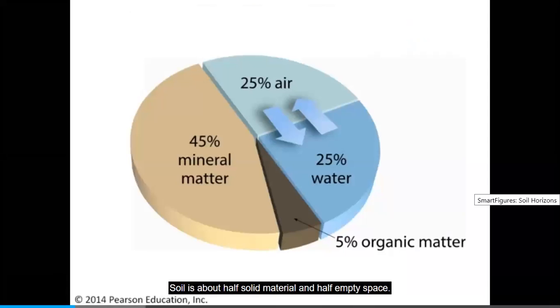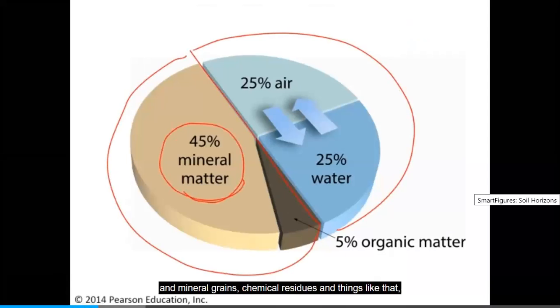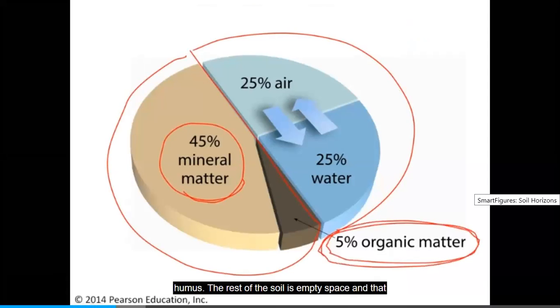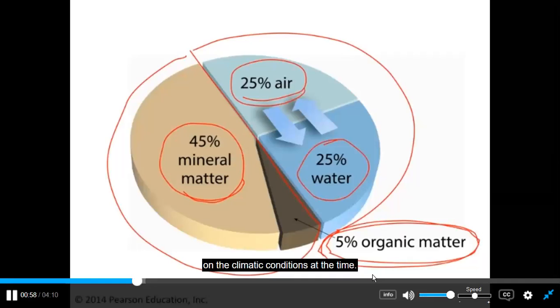Soil is about half solid material and half empty space. The solid material basically is divided up between a majority of mineral matter, so these are rock fragments and mineral grains, chemical residues, things like that, and then a smaller proportion that is organic material or humus. The rest of the soil is empty space, and that empty space can be occupied by air or water, depending on the climatic conditions of the time.